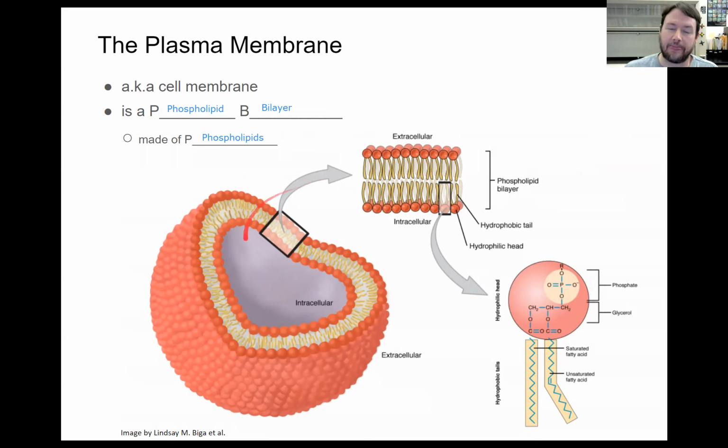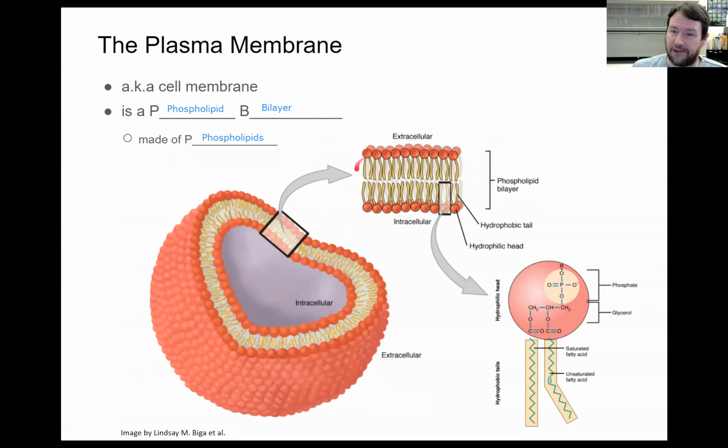So if we look at the plasma membrane, this is maybe kind of an overview. There's an internal compartment that is separated from the extracellular environment. And what separates them is this phospholipid bilayer that constitutes most of the plasma membrane. And if we take a look at a small section of this membrane, we can see that there are these little molecules and there are 2 layers of them, hence bilayer.